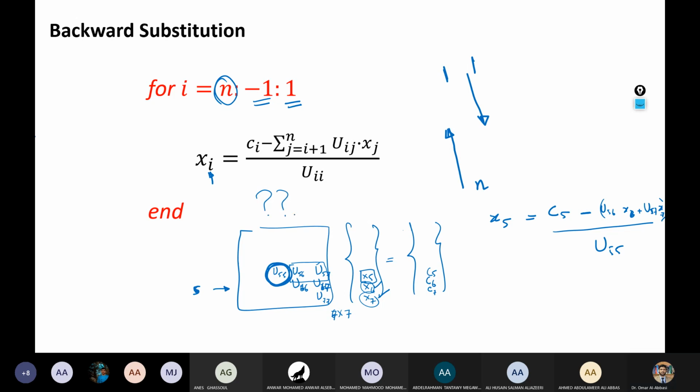Okay, we will do something which will simplify our methodology of finding the solution. But basically, this is the backward substitution. This is the concept of backward substitution. Starting from the end, from the last equation, and moving up all the way to the first row.